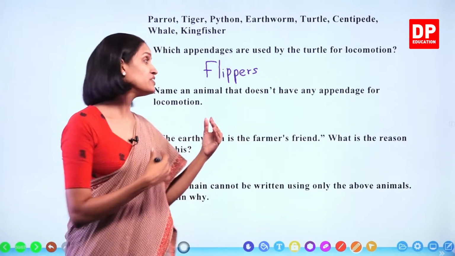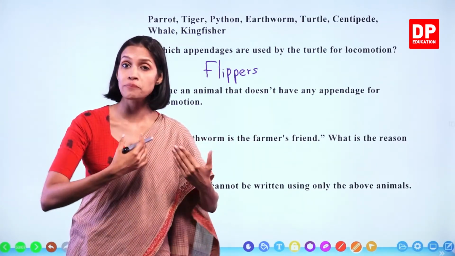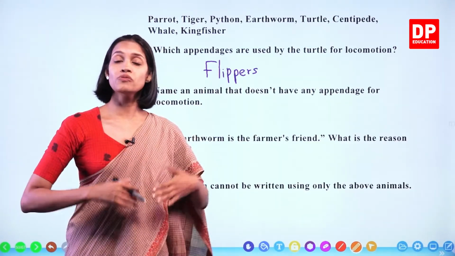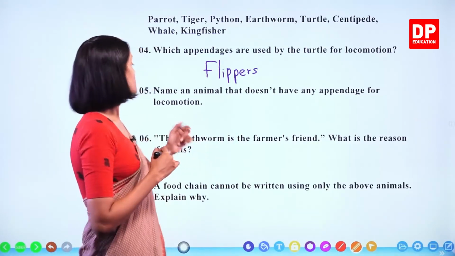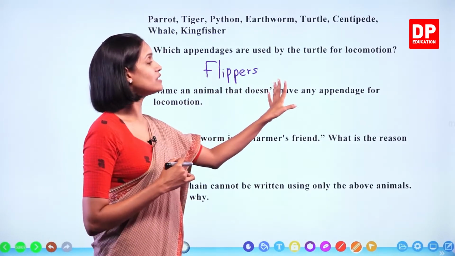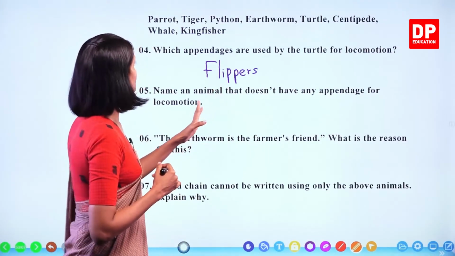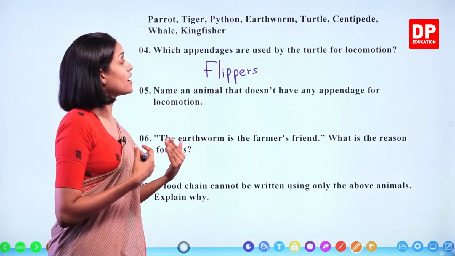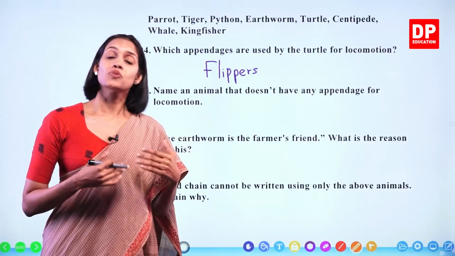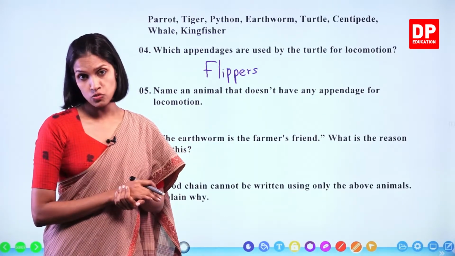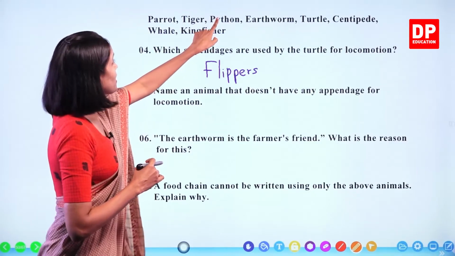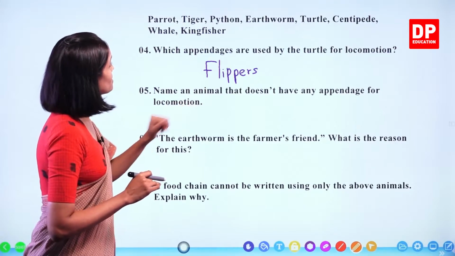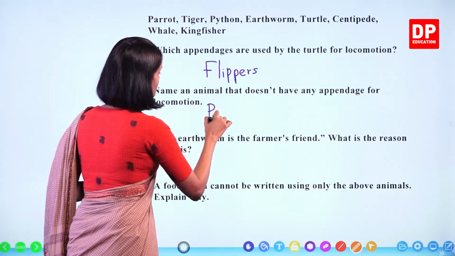Name an animal that doesn't have any appendage for locomotion. Now, you all know different animals have different body parts or appendages for locomotion. What is locomotion, children? Animals moving from one place to another place. Okay? Now, an animal that doesn't have any appendage, any body part. What are the animals? Now, you all know that parrots, the flying animals, they have wings. Some animals have legs, right? The swimming animals have fins or flippers to swim. Okay? Now, when you consider python and earthworm, they don't have any appendage. Therefore, name an animal, we'll write python.